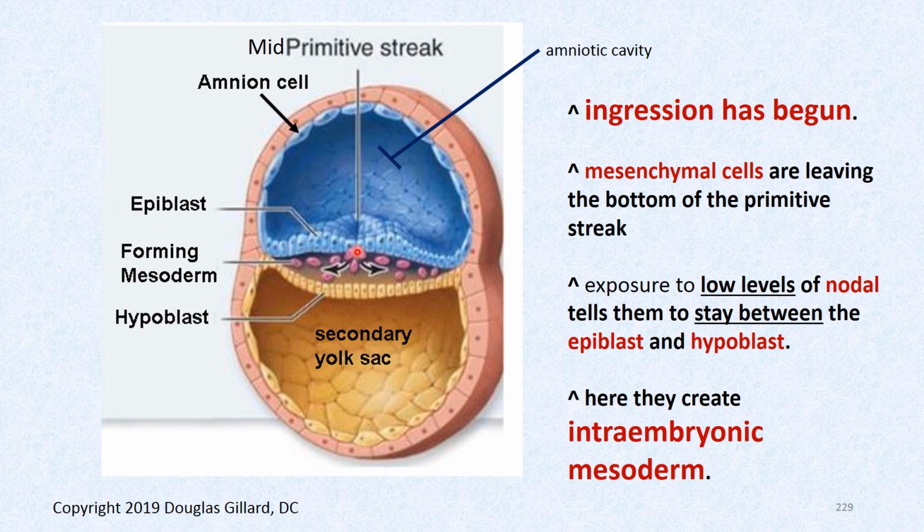They don't have a lot of nodal. They weren't exposed to much nodal. So they end up staying, and they're going to fill this layer up right here with mesoderm. Everybody good with that? Pretty cool. The secondary yolk sac hypoblast hasn't been converted yet. We're forming the mesoderm here.